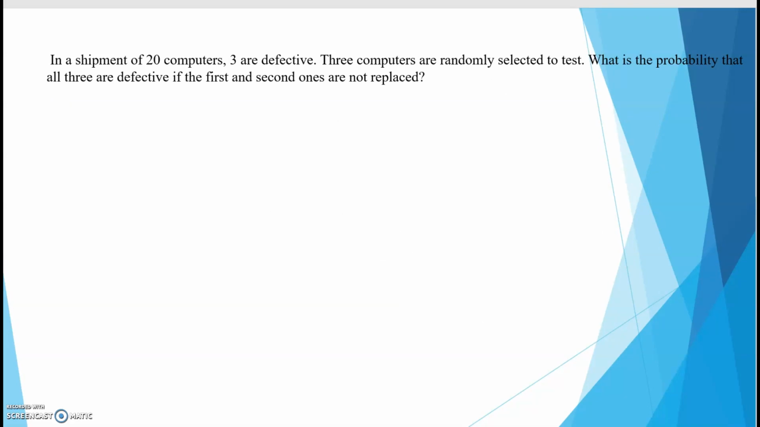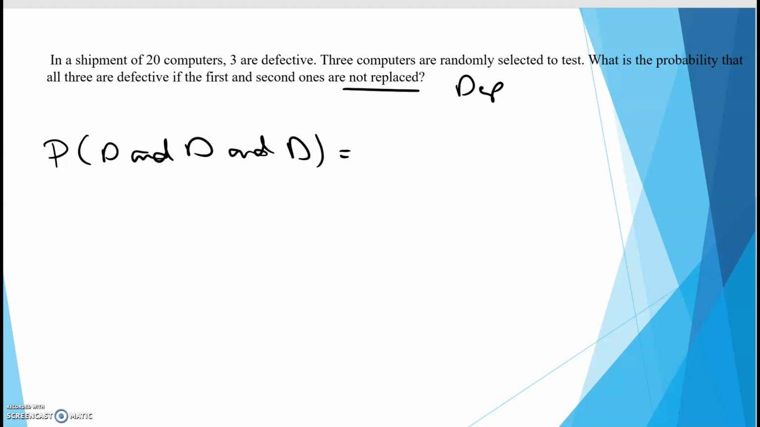Say you've got a shipment of 20 computers, 3 are defective. 3 computers are randomly selected to test. What's the probability that all 3 are defective if the first and second ones are not replaced? So not replaced, we've got dependent events. So probability of getting a defective, and then defective, and then defective.